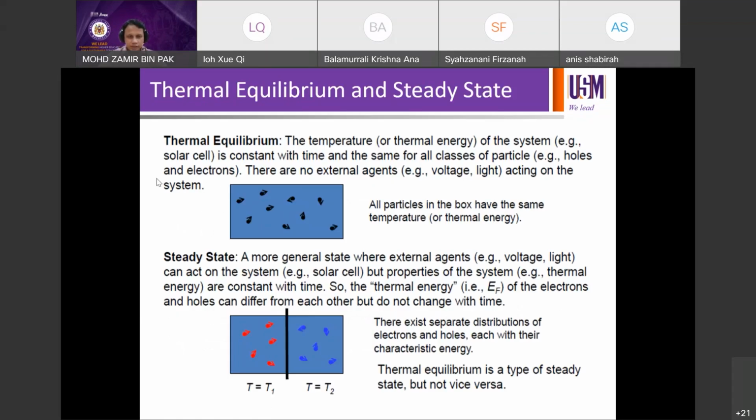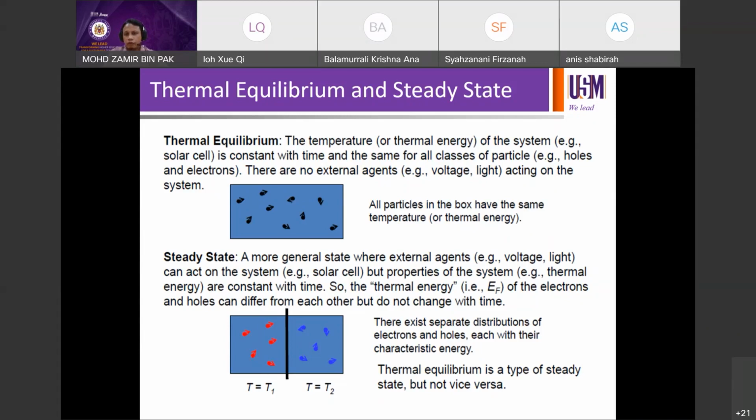Okay, so let's understand and distinguish the concept of thermal equilibrium and steady state. So what is thermal equilibrium? The temperature or thermal energy of the system, for example, solar cell or some other devices, is constant with time and the same for all classes of particles, electrons and holes in this case. So there are no external agents, for example, voltage or light or electric field, acting on the system.